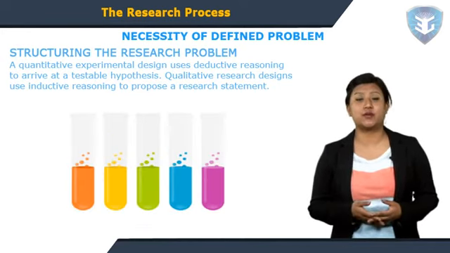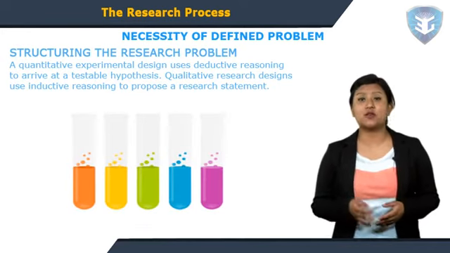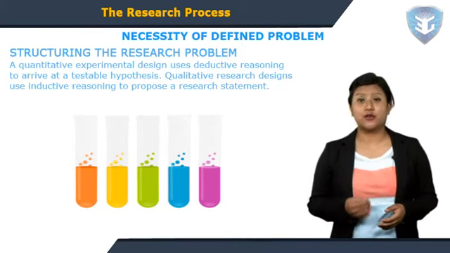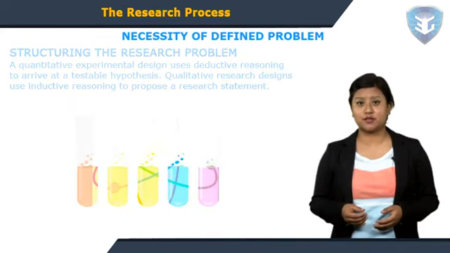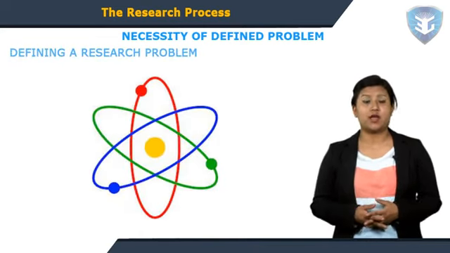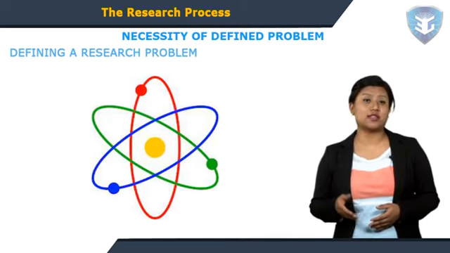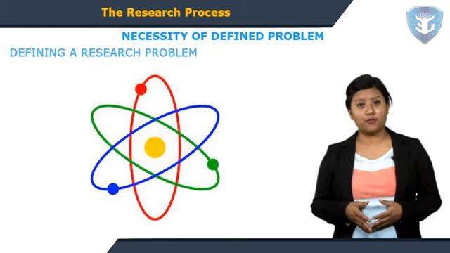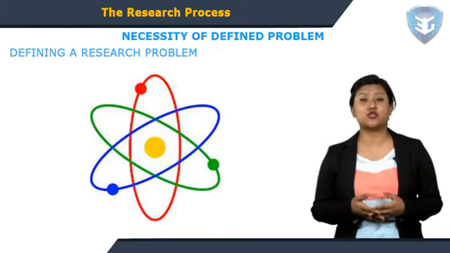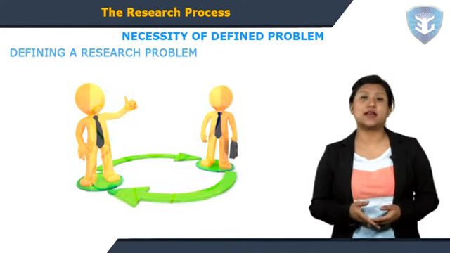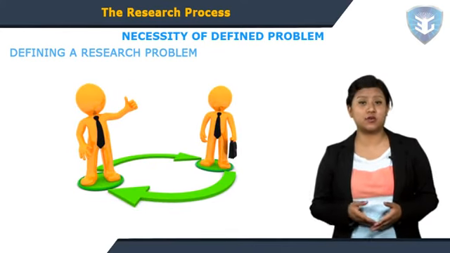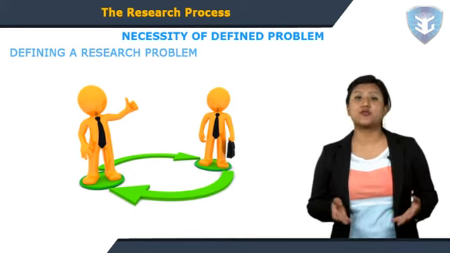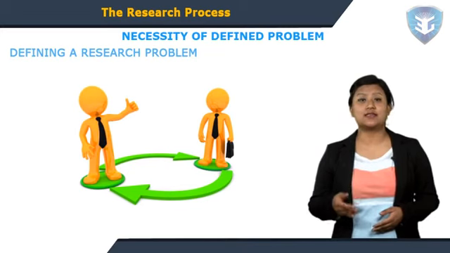A quantitative experimental design uses deductive reasoning to arrive at a testable hypothesis. Qualitative research designs use inductive reasoning to propose a research statement. Defining a research problem. Many scientific researchers look at an area where a researcher generated some interesting results but never followed up. It could be an interesting area of research which nobody else has fully explored. A scientist may even review a successful experiment, disagree with the results, the tests used, or the methodology, and decide to refine the research process, retesting the hypothesis.